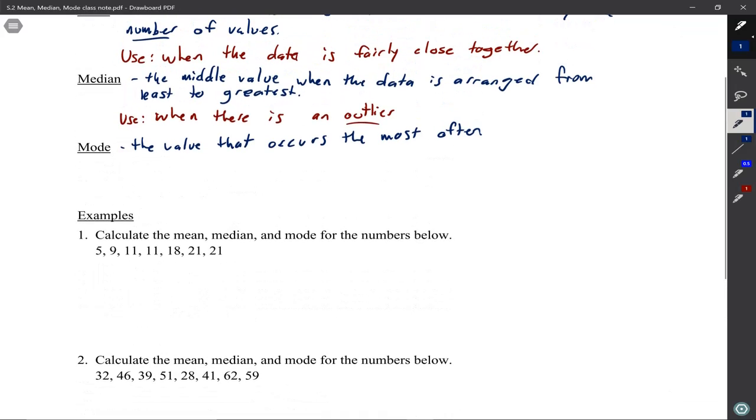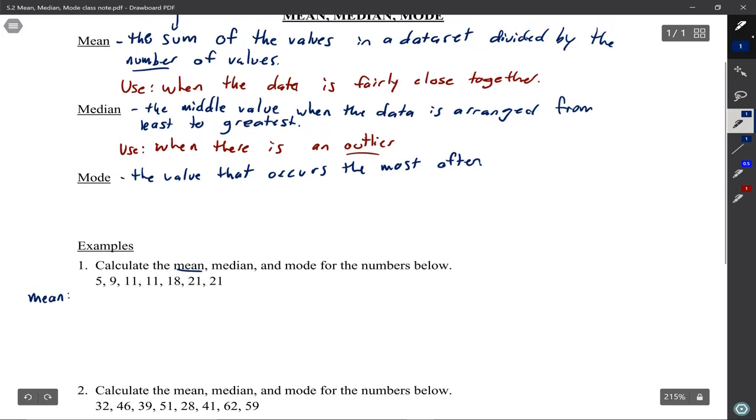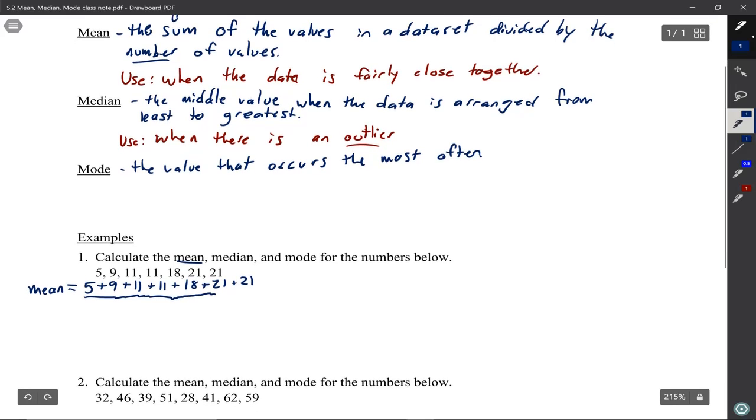Now we're going to start with an example here. We'll calculate the mean, median, and the mode for all of the numbers below. We'll start off with the mean. Remember, the mean is the sum of our values divided by the number of values. So our sum equals 5 plus 9 plus 11 plus 11 plus 18 plus 21 plus 21. That's our sum. The mean isn't just the sum. The mean is the sum divided by the number of values.